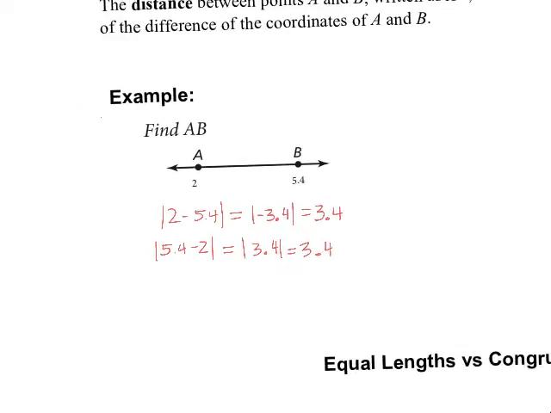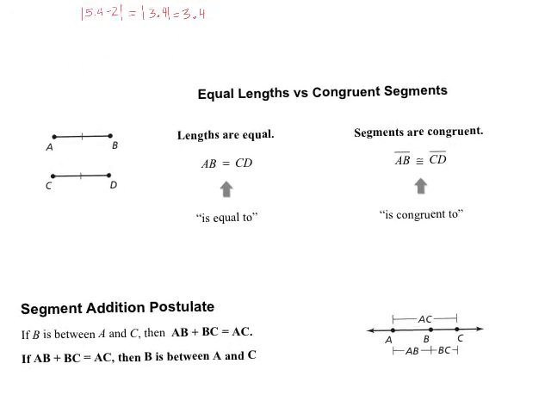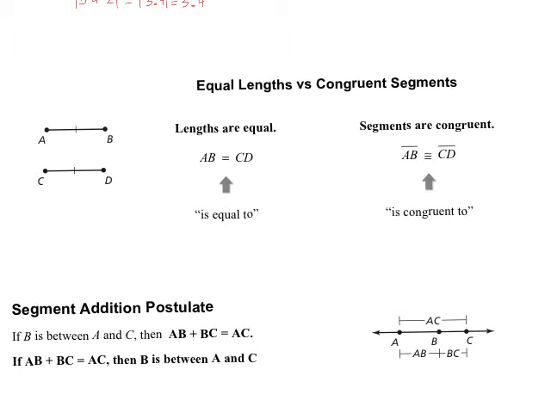You will more often than not in this class see congruency statements instead of equality statements. So you see there on the left it says lengths are equal, AB equals CD. So AB is equal to CD. More often than not, you will see congruency statements. So you can see the difference between the left and the right.